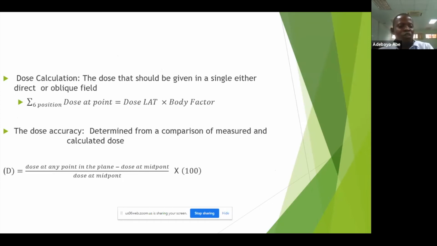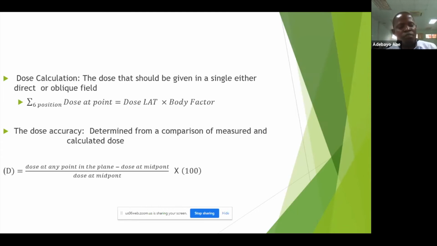Those calculations involve the dose that should be given in a single field, either direct or oblique. Then in all field orientations, the dose at the point that you are mentioning, either from the midpoint or from the axilla point, will be, if we are considering a field orientation from the lateral, multiplied by the body factor. Therefore, the dose accuracy must be determined from the comparison of the dose measured and dose calculated.